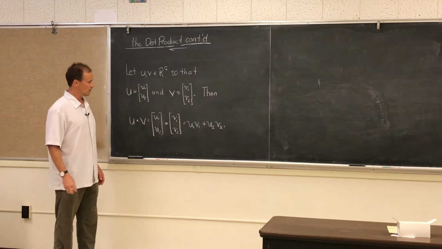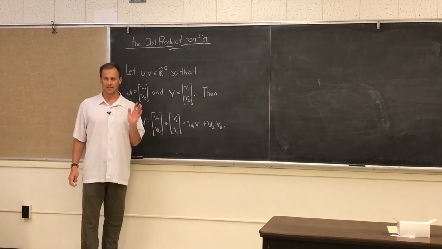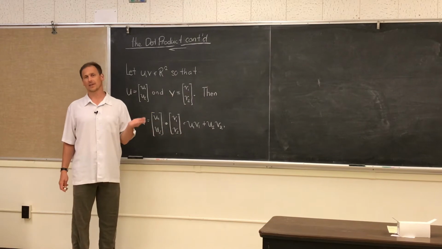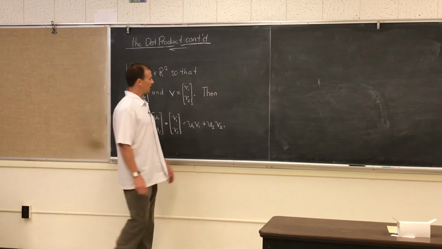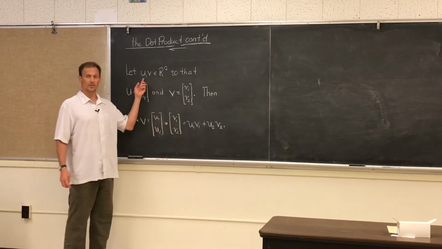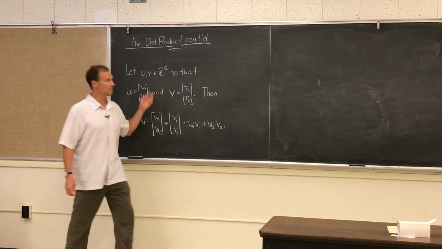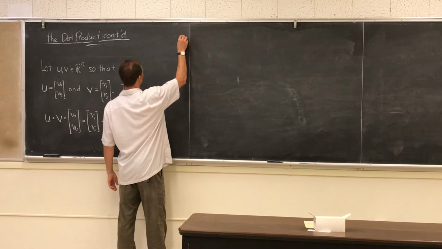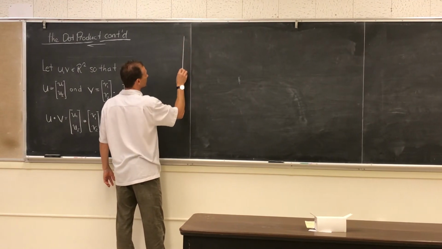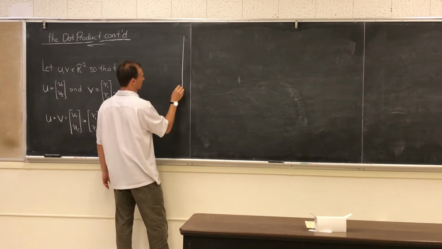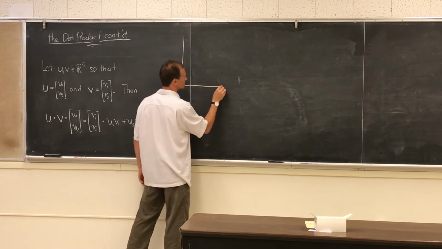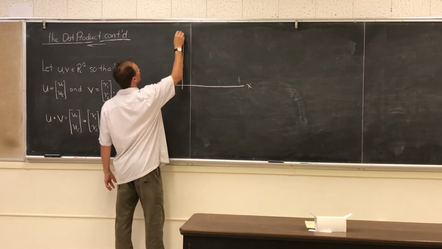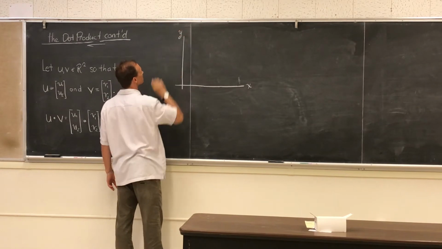So today we're going to find out how we use the dot product to determine the angle between two vectors. We're going to look at the vectors U and V. So I'm going to draw a picture here. This is in R2. And there's my x-axis, and here's my y-axis.